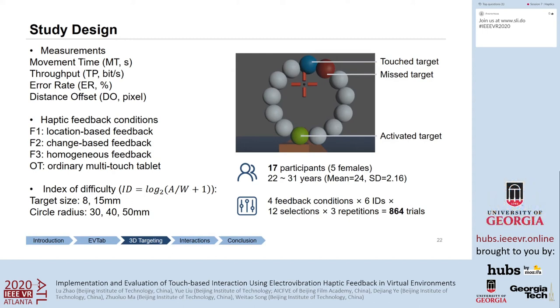We measured movement time, throughput, error rate, and distance offset as dependent variables. We compared the results of four haptic feedback conditions. The target sizes are 8 and 15 mm. The circle radii are 30, 40, and 50 mm. According to Fitts' law, the index of difficulty for pointing to a target was calculated with the target size and circle radius. 17 participants took part in our study. Since there were 12 recorded selections per circle, each participant performed a total of 864 trials.